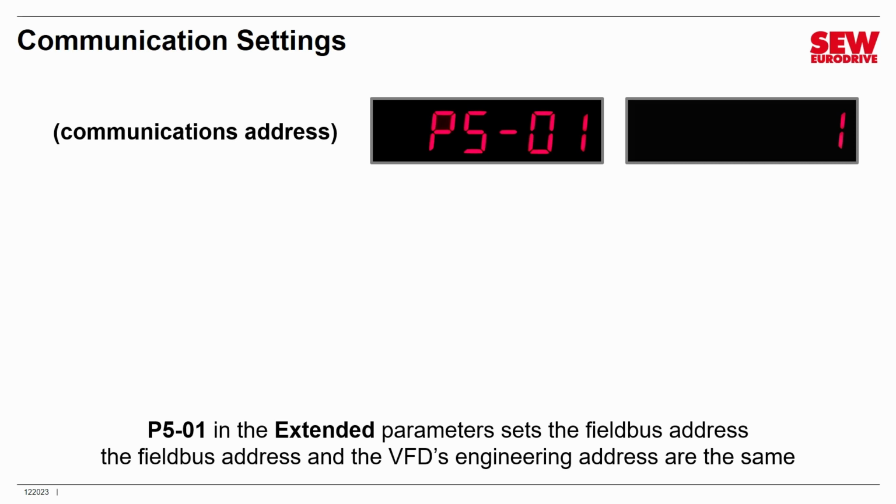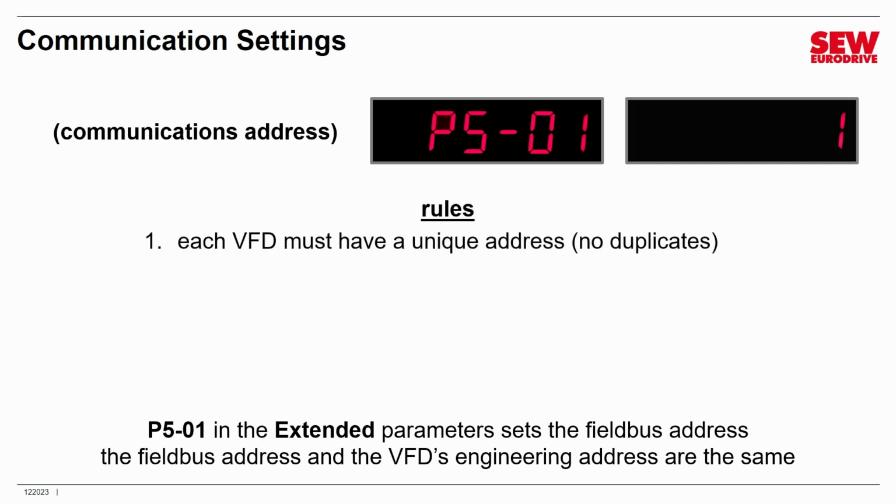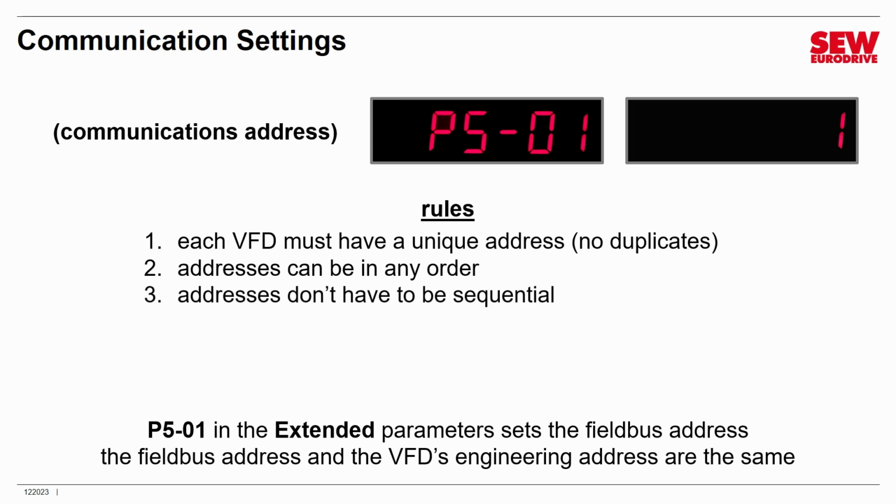It defaults to 1, but of course on a Fieldbus you're going to need to set every VFD to its own address. So let's go through the rules of setting up addresses. First of all, each VFD must have a unique address. You do not want to have a duplicate address. That will cause all kinds of weird problems, so make sure every VFD is unique. Secondly, the addresses can be in any order. They do not have to be in ascending or descending order. They can be in any order you like.